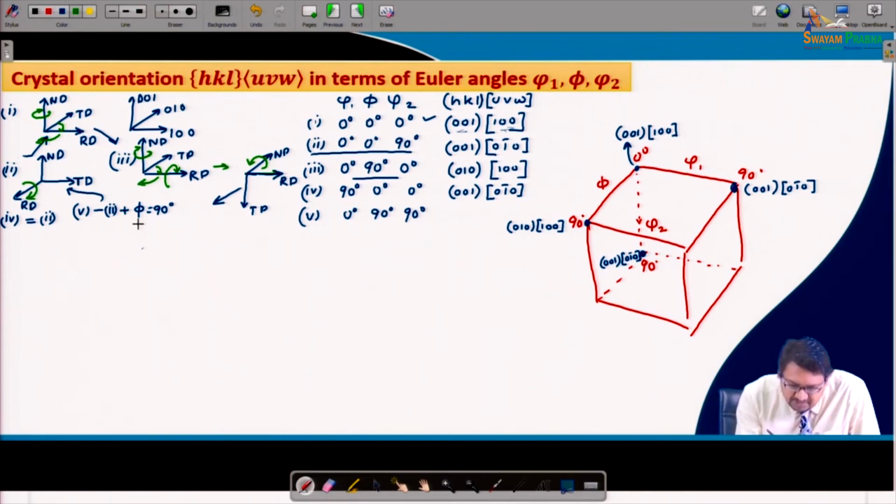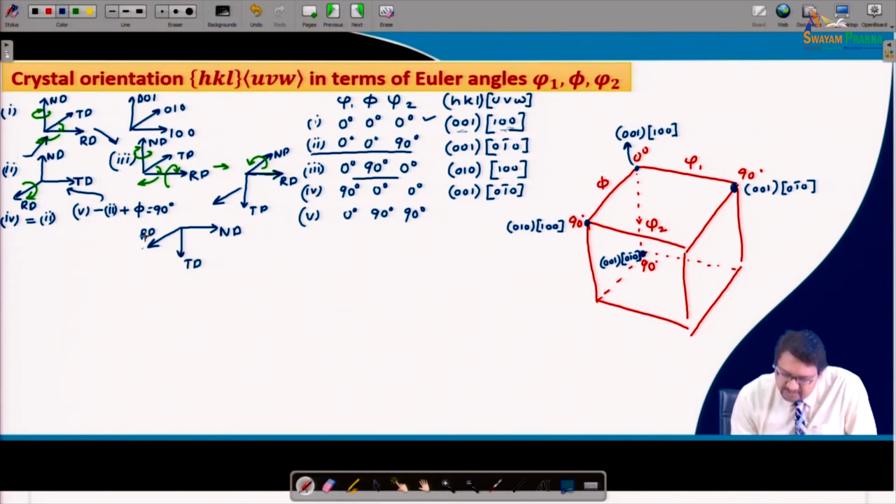And then when we are plotting this, what we are observing is that RD remains the same, right, and then you see ND will change and it will form here and TD will form here, right. So, RD remains the same. So, you see that in this case the ND becomes parallel to 1 0 0, whereas the RD basically becomes parallel to the opposite of 0 1 0, that is 0 1 bar 0, right.